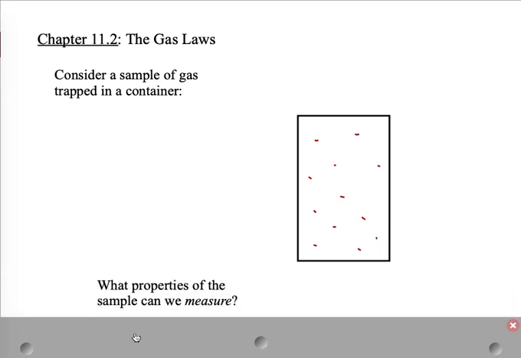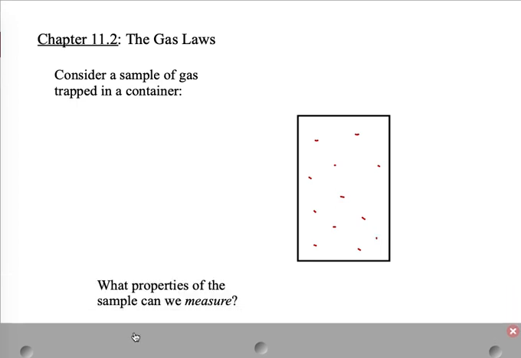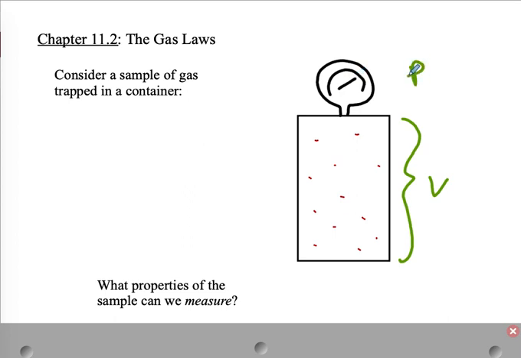The question is, what properties of this sample of gas can we actually measure? What properties can we put a number on and record? Well, if you think about it, you'll realize there are several. One, we can measure the volume occupied by the sample of gas. If we place a pressure gauge on the container, we can measure the pressure that the gas exerts.